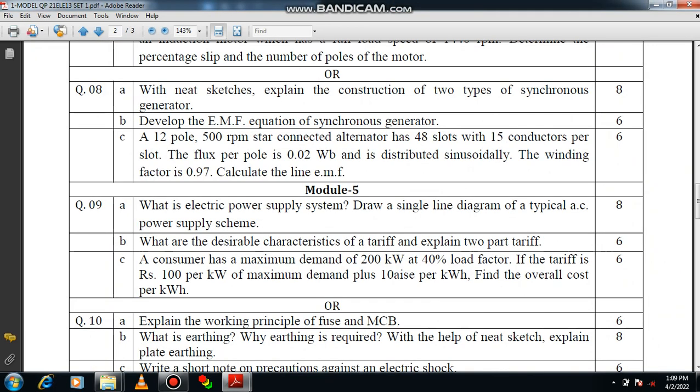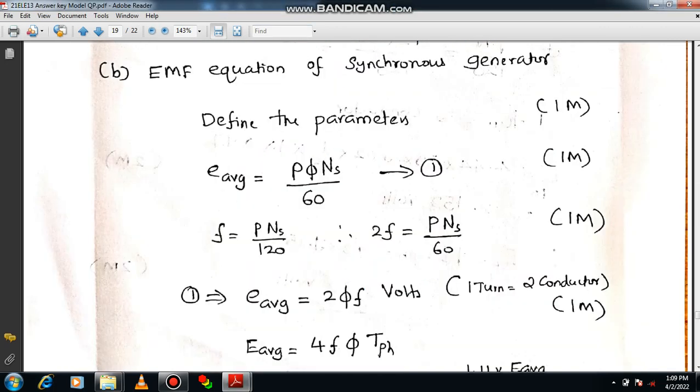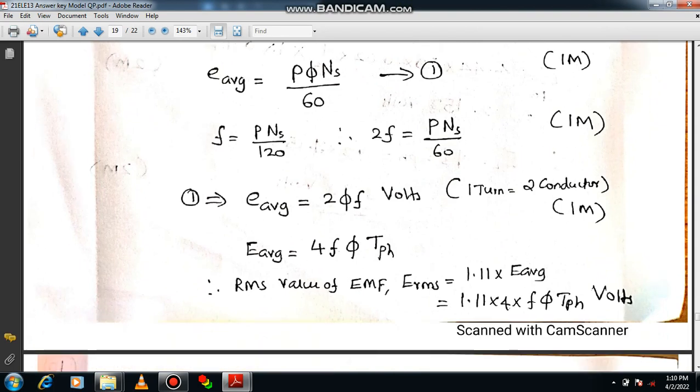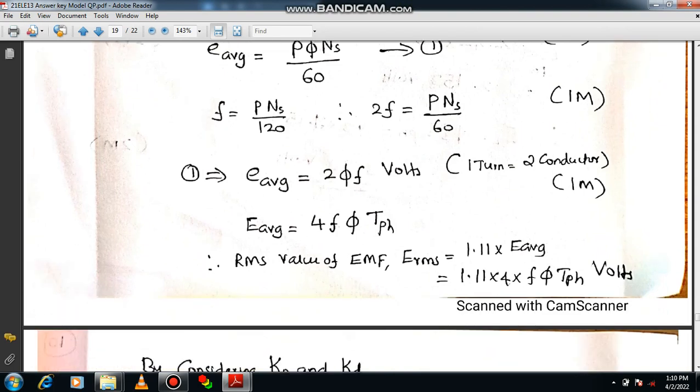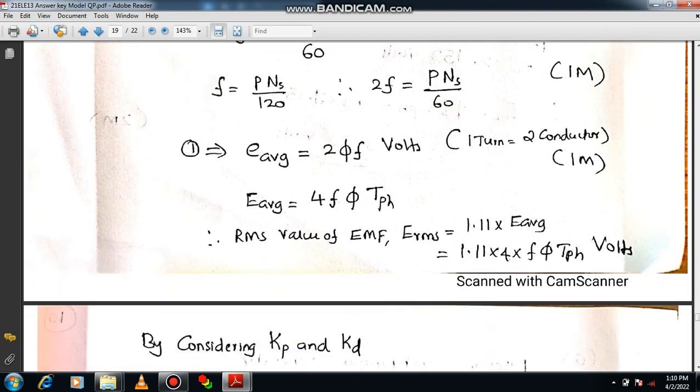Question number 8B is a direct question. Develop the EMF equation of synchronous generator. First you have to define the parameters. Definitely you can go ahead with the derivation. I will be showing you the final expression. First of all you have to mention the parameters used in the derivation. Then you need to reach E average. Then frequency, you have to mention 2F from this expression. Then ultimately you have to calculate the average voltage.